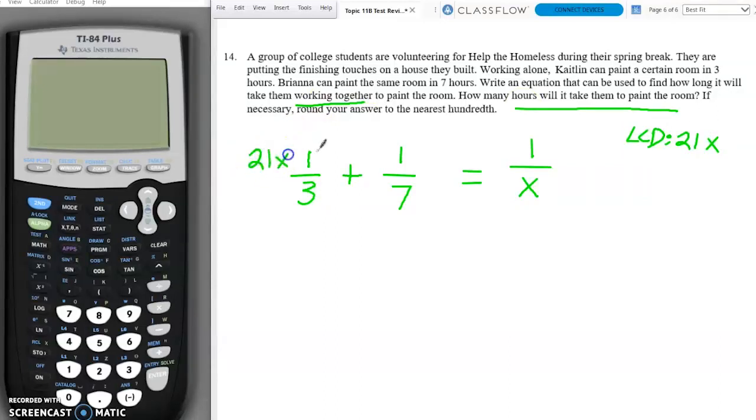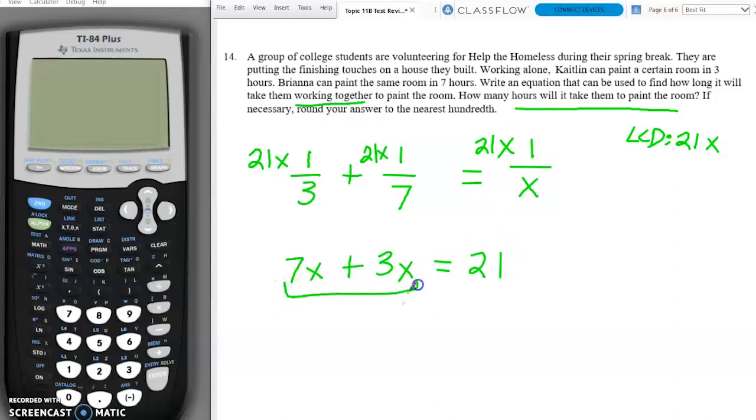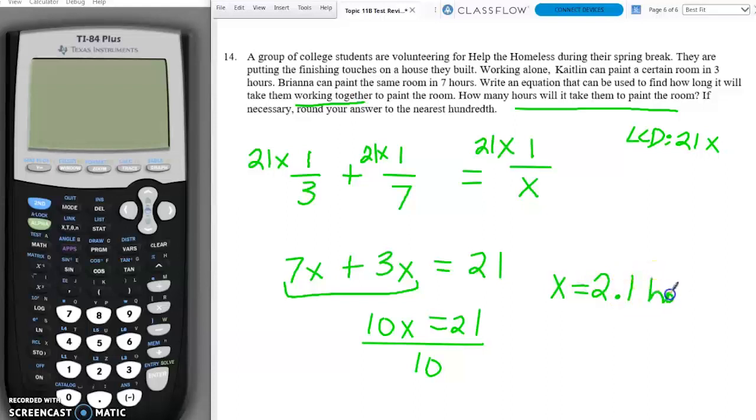So 21x, 21x. Just like we did on the last ones, multiply all of them. So 21x over 3 is going to be 7x, plus 21x over 7 is 3x, equals 21x over x is just 21. So this is 10x equals 21. Divide by 10. We're going to get x is equal to 2.1 hours if they worked together.